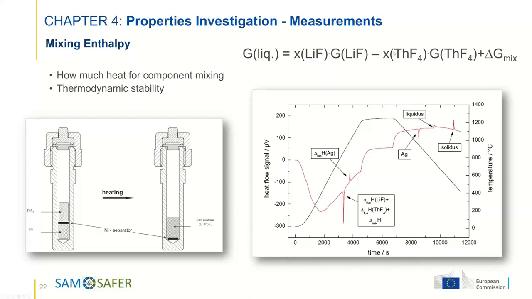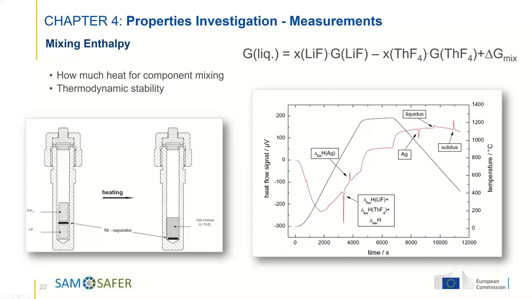So if you have two component liquids, lithium fluoride and thorium fluoride in this case, the main part of the Gibbs energy comes from the end members themselves at a given temperature. But then there is also this mixing part, which is again mixing enthalpy and mixing entropy. So already, if you can address the mixing enthalpy, it provides you big steps towards a good description of the overall Gibbs energy function of the liquid solution.